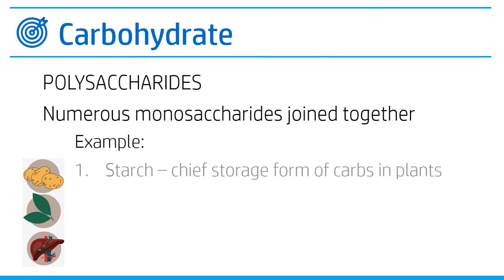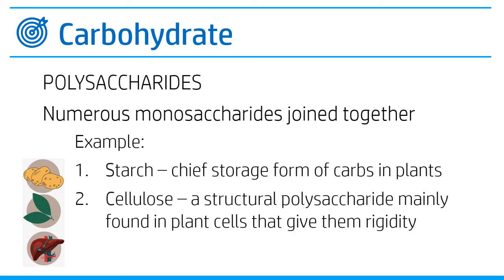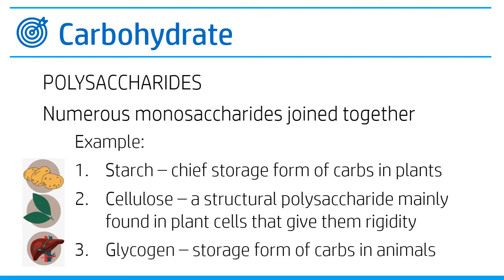Starch is the chief storage form of carbohydrates in plants. Cellulose is a structural polysaccharide mainly found in plant cells that give them rigidity, and glycogen is the storage form of carbohydrates in animals.